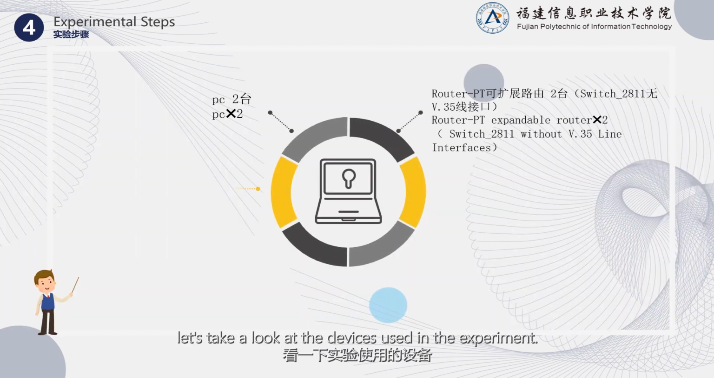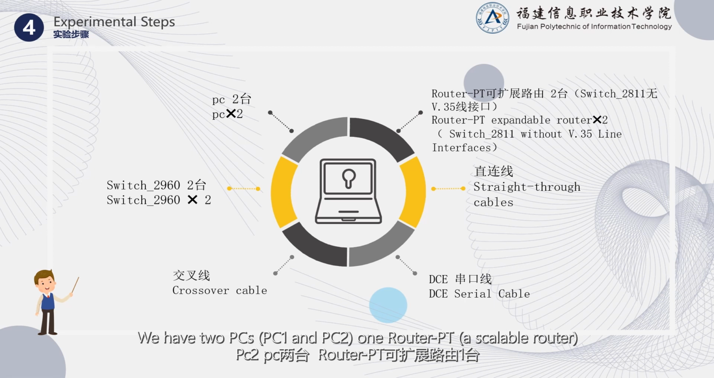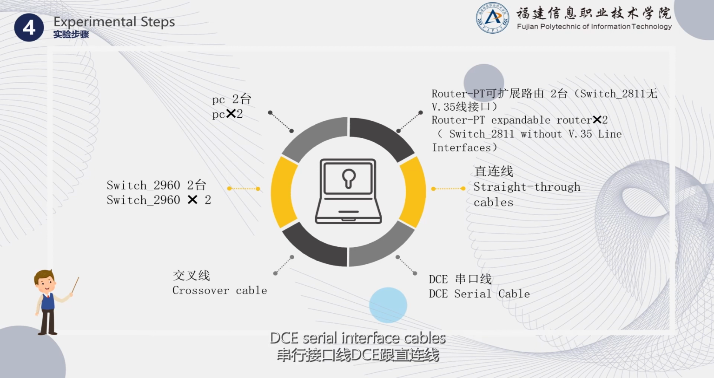Next, let's take a look at the devices used in the experiment. We have 2 PCs, PC1 and PC2. 1 router PT, a scalable router. 2 switches. DCE serial interface cables. Straight-through cables. And crossover cables. These devices form the topology diagram.